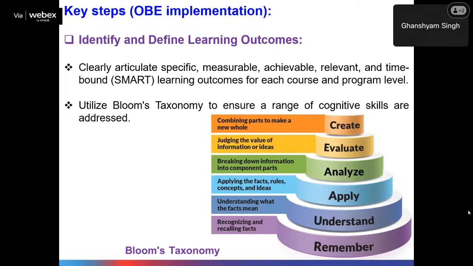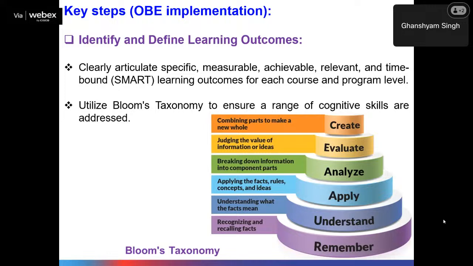We need to utilize Bloom's taxonomy to ensure a range of cognitive skills are addressed. I'm sure that most of you must know about Bloom's taxonomy. We start from remember, understand, apply, analyze, then evaluate and create. We must prepare our students from bottom to top.